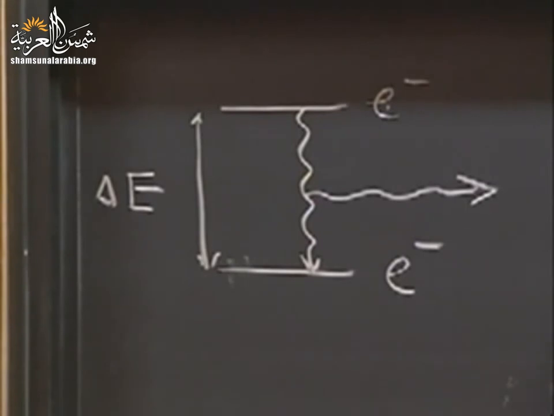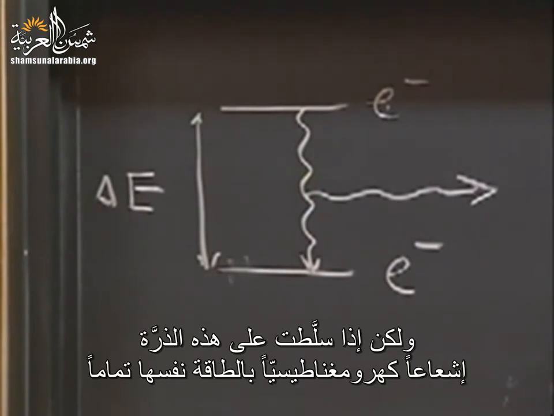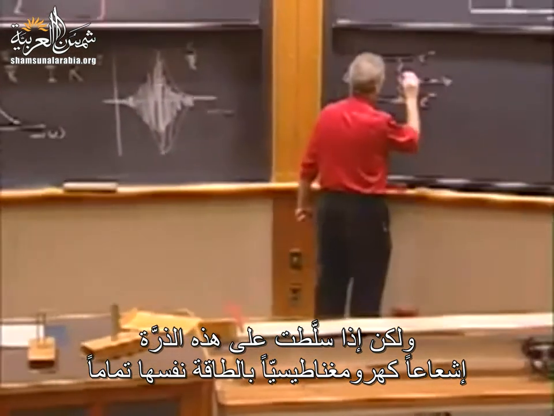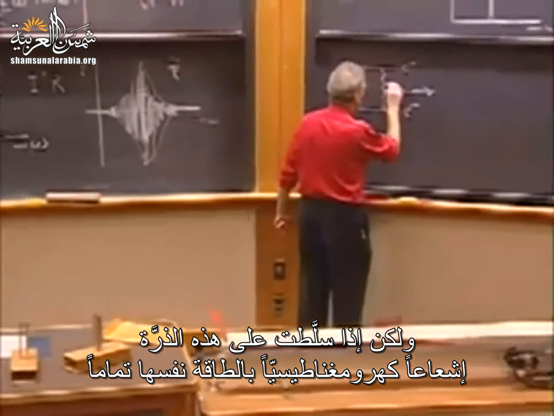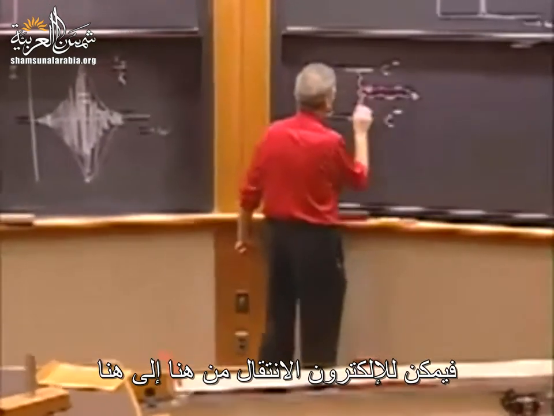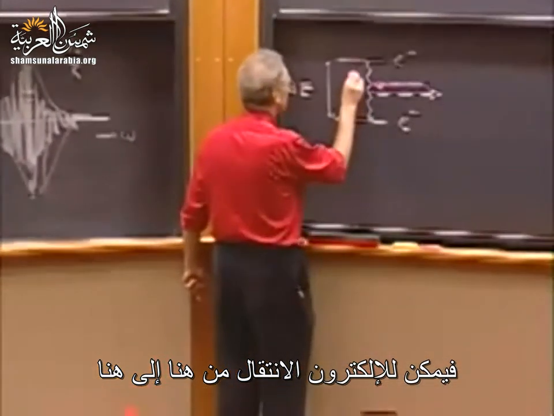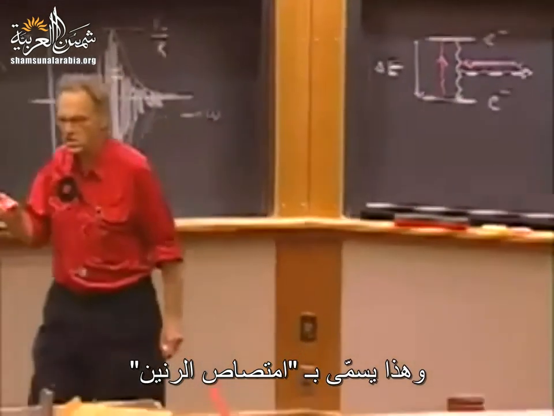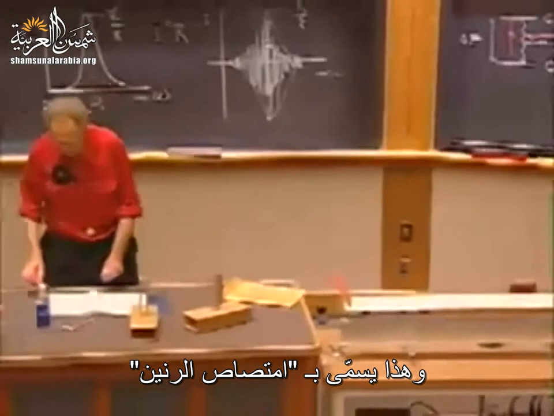But if I radiate onto this atom electromagnetic radiation with exactly that energy, then this electron can go from here to there. And that is called resonance absorption.